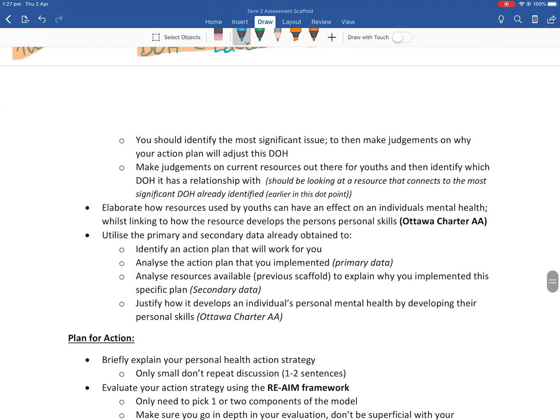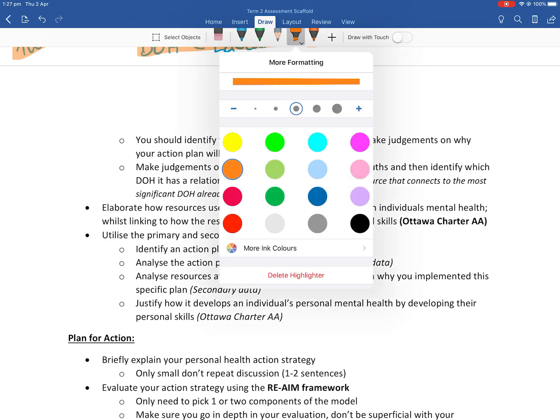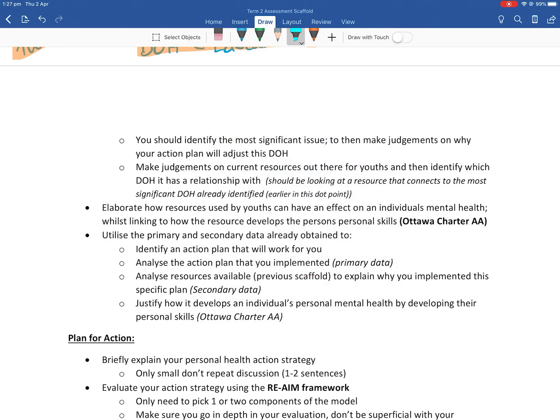Alright, in this section you also should be identifying the most significant. That is extremely important. So the most significant. You need to filter the information and give me the most significant determinant of health to your issue. And you also need to tell me why your action plan will adjust this determinant of health. So it is all linked to each other.